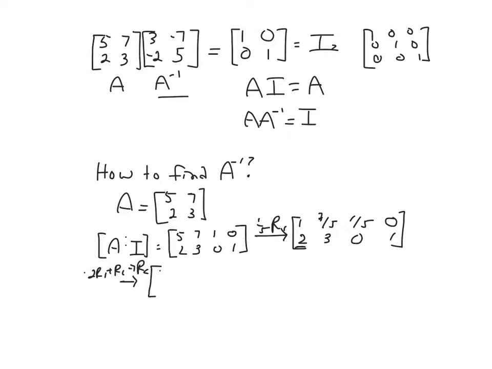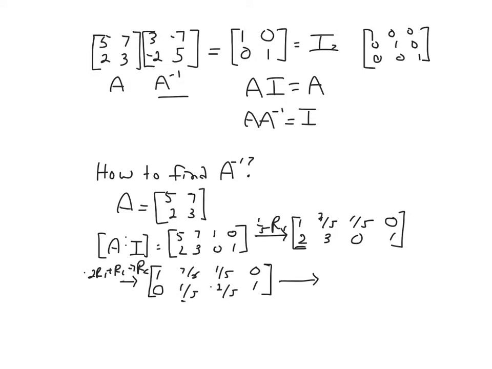So we'll have 1, 7/5, 1/5, 0. And our second row is going to be a 0, and then -2 times 7/5 is -14 over 5, plus 15 over 5 is going to be 1 over 5. And then we have -2 times 1/5 plus 0, which is -2/5. And -2 times 0 plus 1 is 1. All right, now let's go on to our next one.